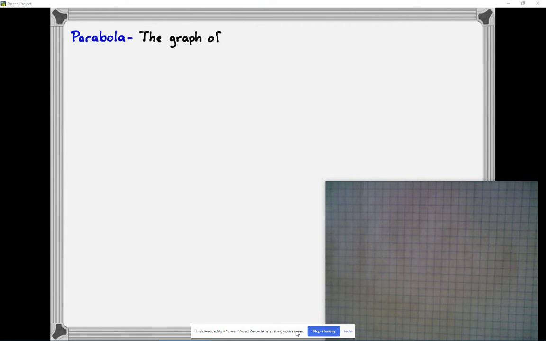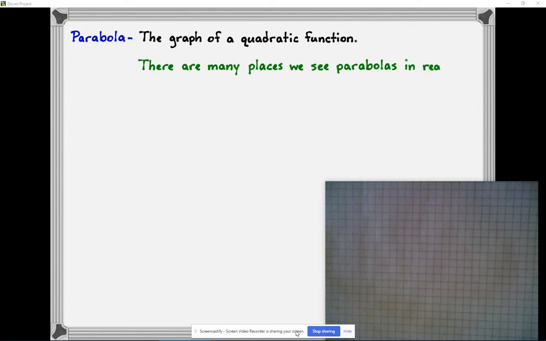All right, so a parabola is the graph of a quadratic function. Again, this is notes, so take very good notes. If you need to pause the video to make sure you get everything down, go ahead and do that. But there are many places we see parabolas in real life. And this is kind of cool, and we can explore this a little bit, but I'll just give you some examples here, and I'll show you some pictures that go along with it.